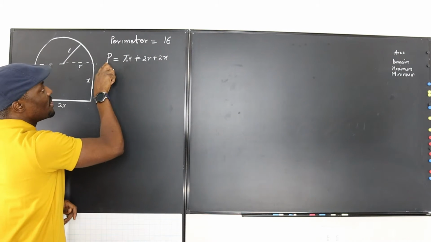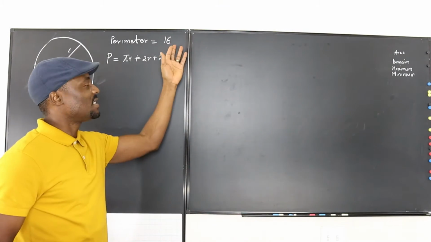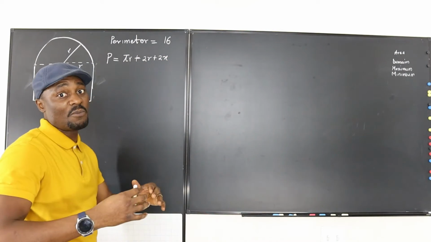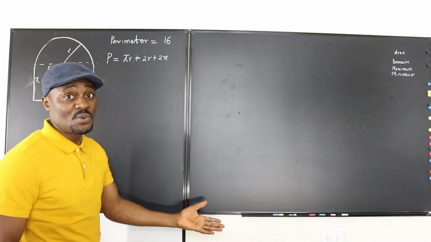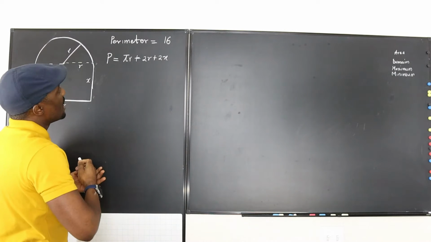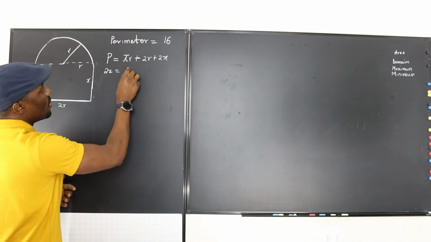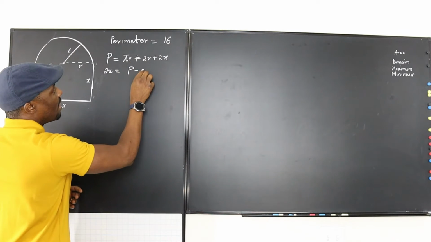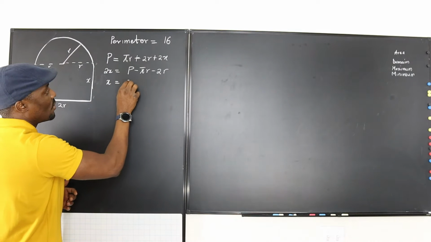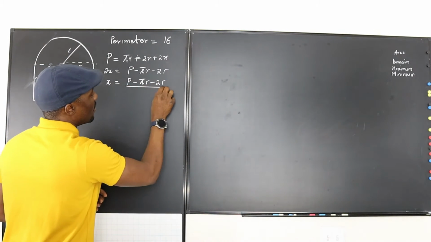Because we're given the perimeter to be 16, I just want to write a general expression. So let's not use 16 yet, because 16 could be any number, okay? The perimeter could be anything depending on how much material you have to build whatever you want to build. But what's important is that we have the area. Let's see. If we isolate 2x, we're going to have 2x equals perimeter minus pi r minus 2r. Which gives us that x equals P minus pi r minus 2r, over 2.